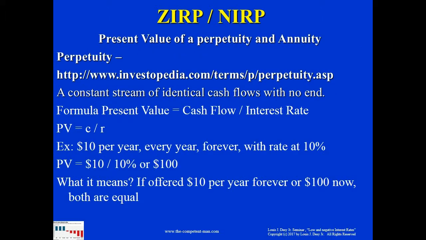Present value of a perpetuity and annuity. A perpetuity is a constant stream of identical cash flows with no end. Here is the formula and what it means. If you were offered $10 per year forever or $100 now, both are equal and you would not care which you had. It also allows you to compare cash flows and/or asset values, since you can calculate the present value of each and then see which one is more valuable.